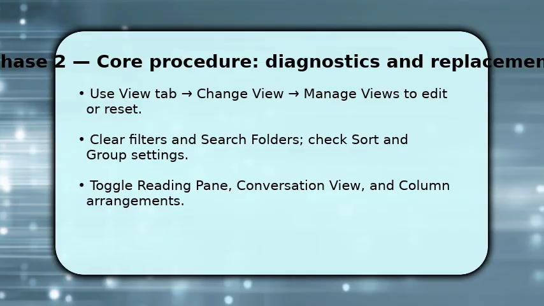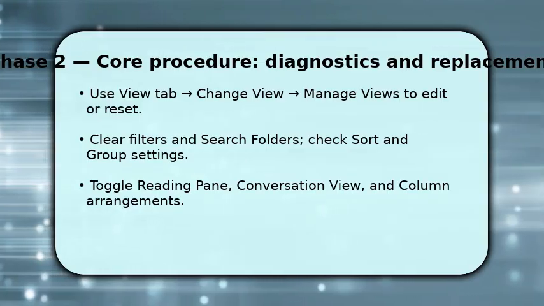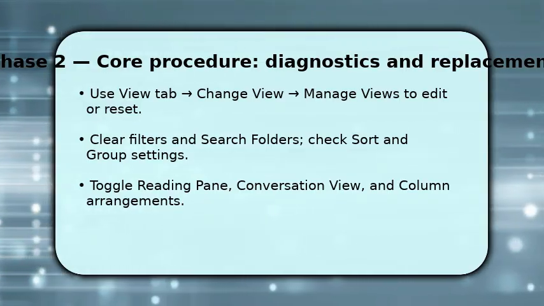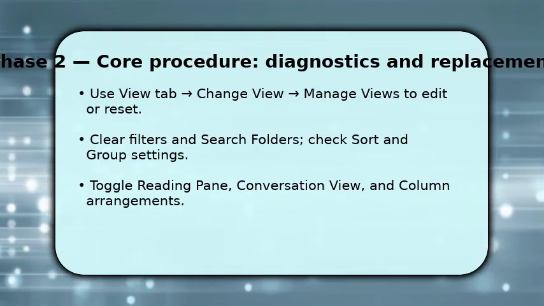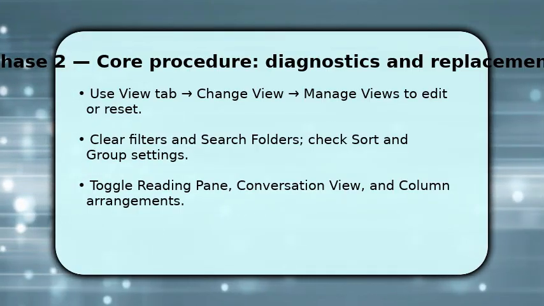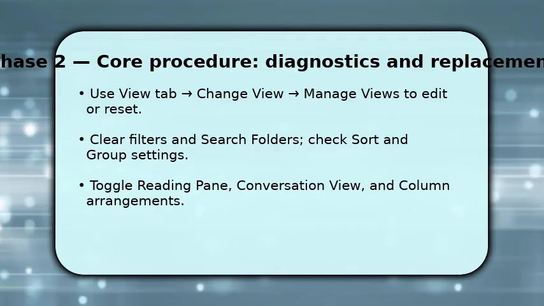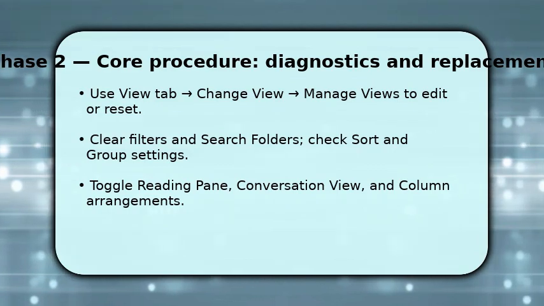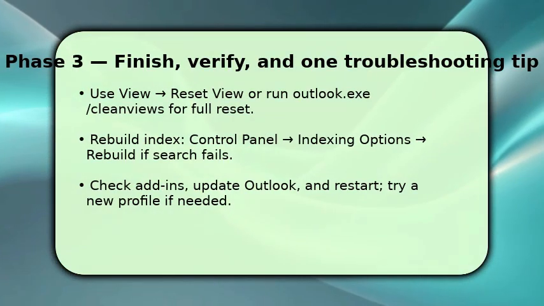Next, clear any active filters and inspect search folders because they can hide messages. Make sure sort and group are logical, date descending is common. Also toggle the reading pane and conversation view to see if that restores expected order, and rearrange columns so key fields are visible. If adjustments don't stick, reset the view.